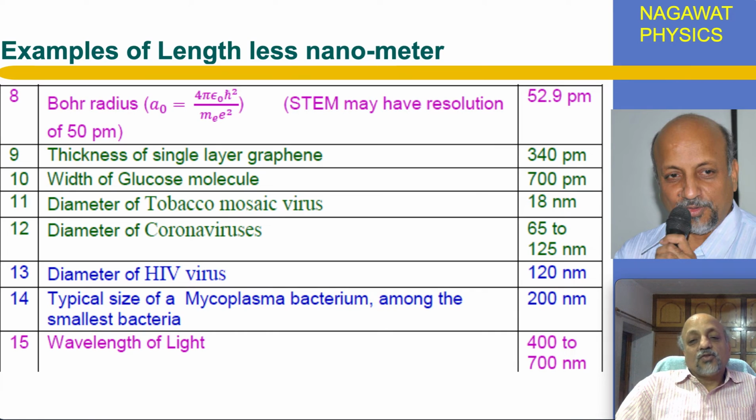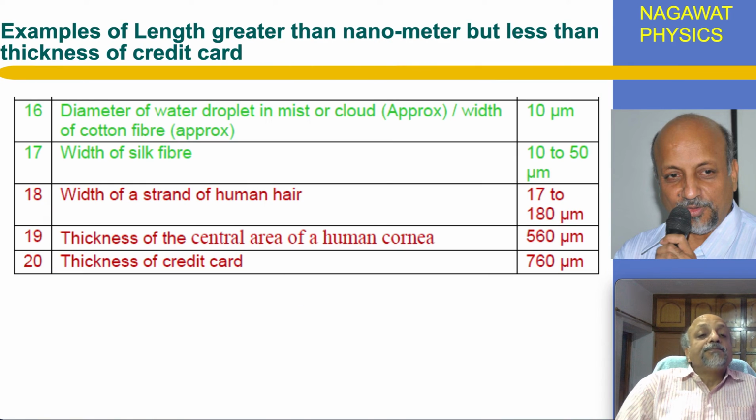And the wavelength of light, somebody will say 300 to 700 or 400 to 800 or 300 to 800. That depends upon how you choose and interpret it, but the range is definitely in hundreds of nanometer. Now the next example which I am giving is that the diameter of water droplet in mist or fog or cloud is of the order of 10 micron. Width of silk fiber is of the order of 10 to 50 micron. Width of a strand of human hair is also very fine, 17 to 180 micron. And thickness of the central area of human cornea is 560 micron, and the thickness of credit card is 760 micron. The resolution of human eye is 0.1 millimeter.